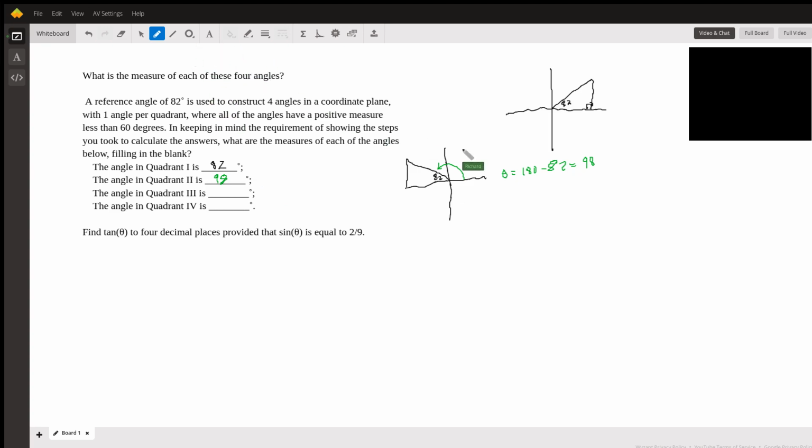Let's go back to black here. We'll put the angle in the third quadrant with a reference angle of 82. And now I think you can see how to do the angle. It's all the way around to here. So in this case, theta is going to be equal to 180 plus 82. It's 262.